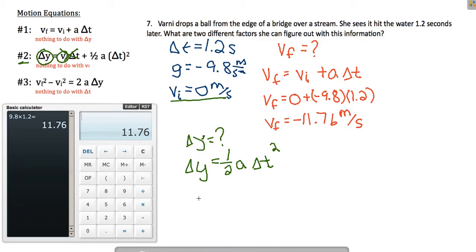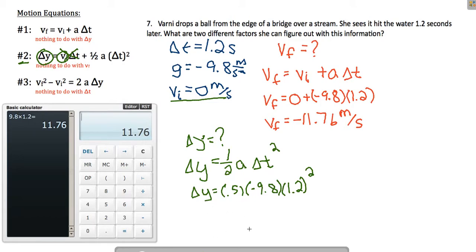Now we can plug in our numbers. So the height will equal 1/2. Instead of 1/2, I'm going to put 0.5 times our acceleration, which is still due to gravity, negative 9.8, multiplied by the time it's in the air, which hasn't really changed. It's that 1.2 seconds. However, we have to square that.